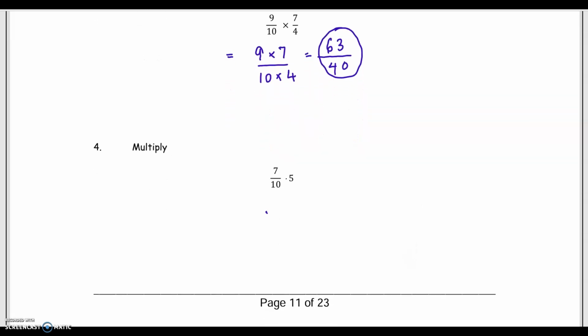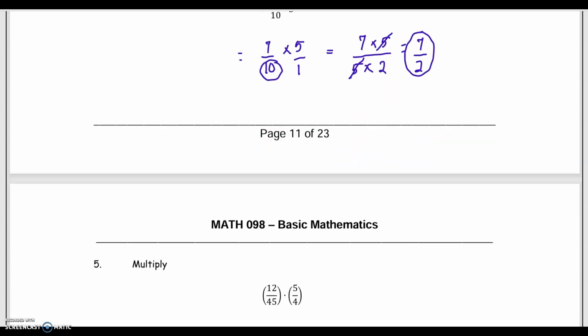Now suppose you have 7 over 10, which is a fraction, and we're going to multiply it with a whole number. So I want to write the whole number 5 as 5 over 1. I just want to make clear what the numerator is and what the denominator is. So 7 times 5 is divided by 5 times 2. I noticed that 10 has a factor of 5, and that's why I broke down the 10 as 5 times 2. I cancel the common factors, and there are no other common factors, so I'm going to write it as 7 over 2. Both 7 and 2 are prime numbers. And that's my final answer.